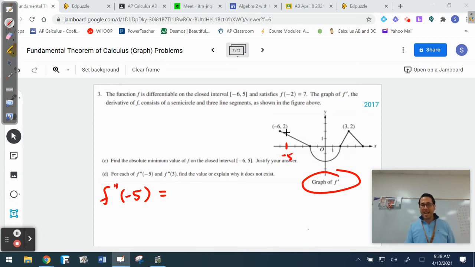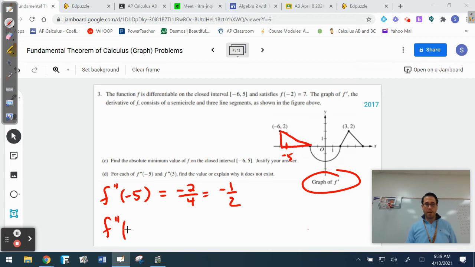Well, what's this guy's slope? That's linear. That's just rise over run. So how do I get from this guy to the other guy? I go down 2 and over 4. Well, what's down 2 and over 4? That'd be negative 1/2. Boom, point for that bad boy.